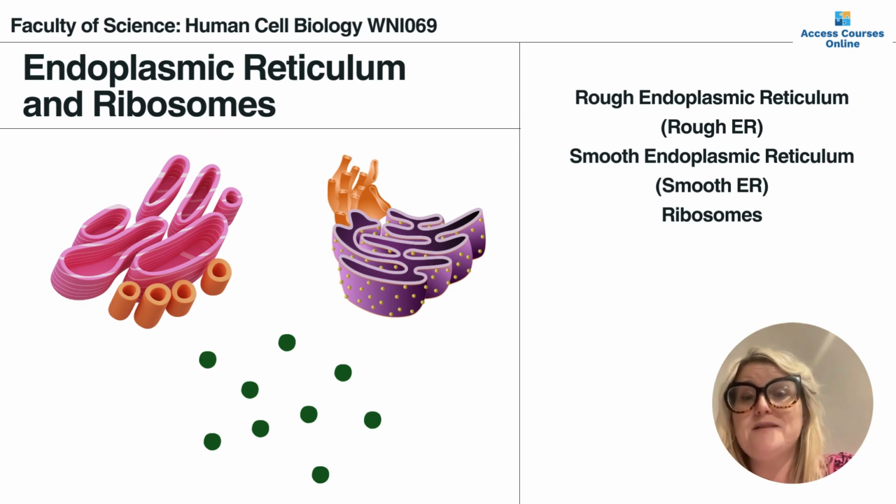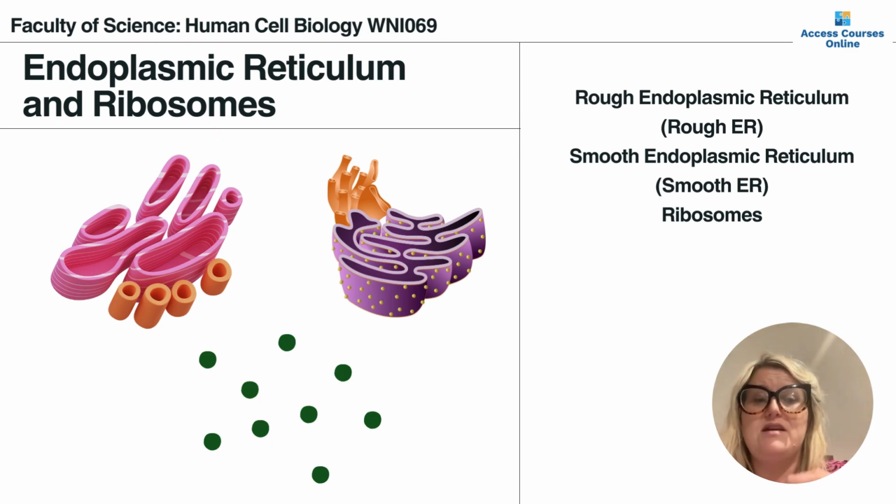So the endoplasmic reticulum is a crucial organelle. It comes in 2 forms. So the rough, the purple one with the little dots on, which are just ribosomes, and the smooth, which is the pink version. Obviously, there's no actual colour difference. I just want to differentiate between them. And then we're going to have a look at the ribosomes.